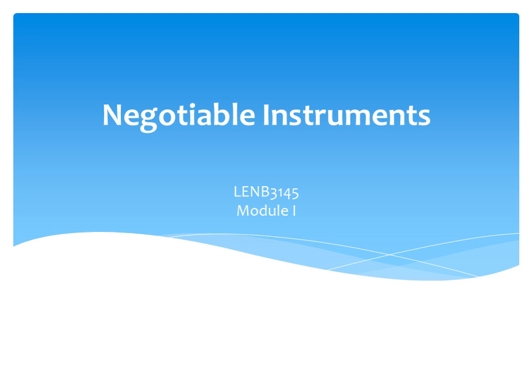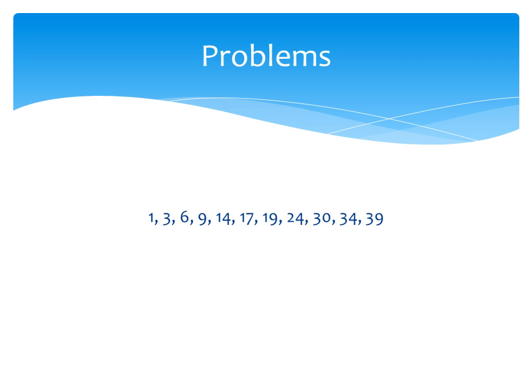Okay, this next section we're going to look at is negotiable instruments. Negotiable instruments are also referred to as commercial paper, and this is the second topic in Module 1. Specifically, we'll look at 11 problems.